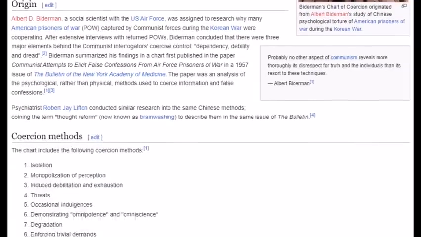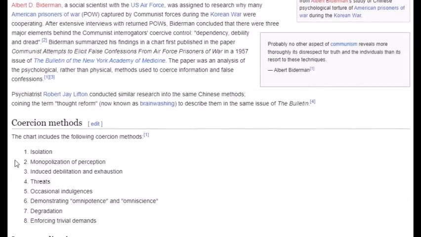So again, here are the coercion methods. 1. Isolation. 2. Monopolization of perception. 3. Induced debilitation and exhaustion. 4. Threats. 5. Occasional indulgences. 6. Demonstrating omnipotence and omniscience. 7. Degradation. 8. Enforcing trivial demands. And I'll explain you all, and all the difficult words as well, in this video, what it really all means and where it comes from.